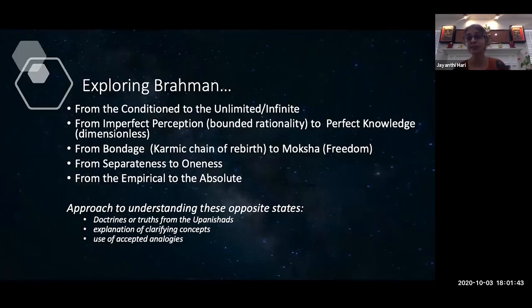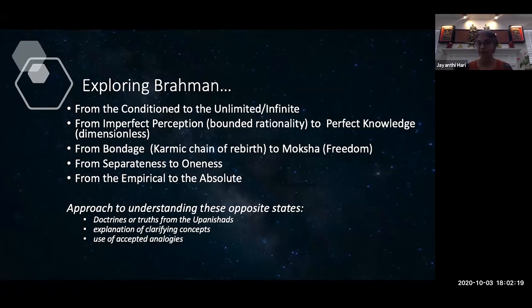All right, so we're going to explore Brahman. Now, I'm going to read out these phrases that I've put down here. From the conditioned to the unlimited or infinite, from imperfect perception, which is bounded rationality, to perfect knowledge, from bondage, that is the karmic chain of birth and rebirth, to moksha, or freedom, from separateness to oneness, from the empirical to the absolute.